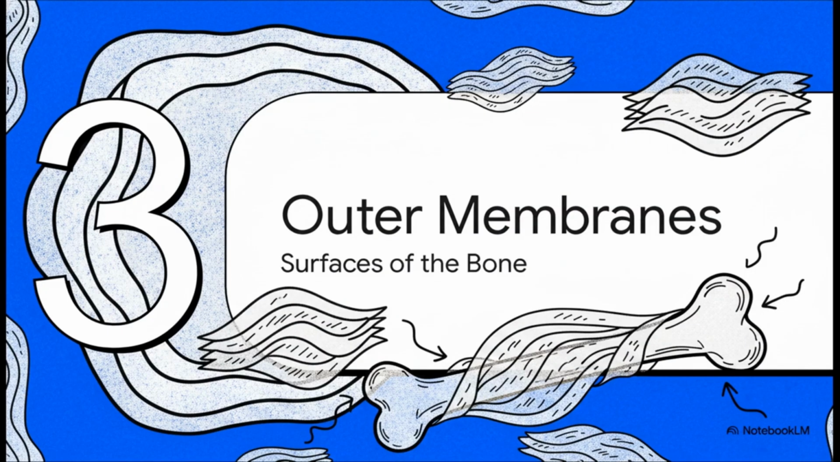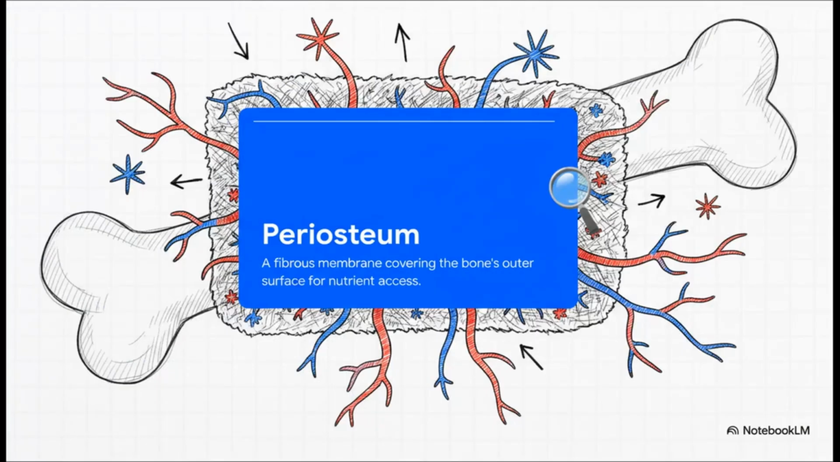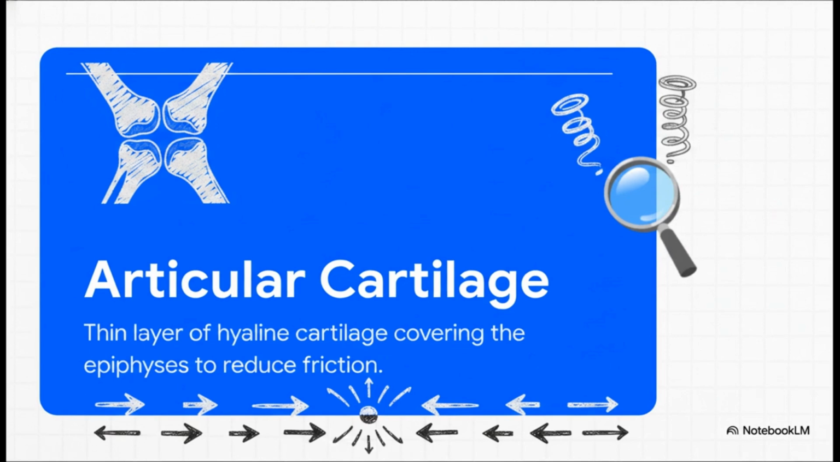Section 3. Outer surfaces and membranes. Moving inward from the gross shape, let's peel back the layers. Bone isn't just exposed directly to your surrounding muscles. It actually wears a really tight protective sleeve called the periosteum. This is a fibrous connective tissue membrane that intimately wraps almost the entire outer surface. And it is absolutely crucial for the bone's survival. Why? Because it houses the blood vessels that provide nutrient access, and it plays a massive role in ongoing bone growth and repair.